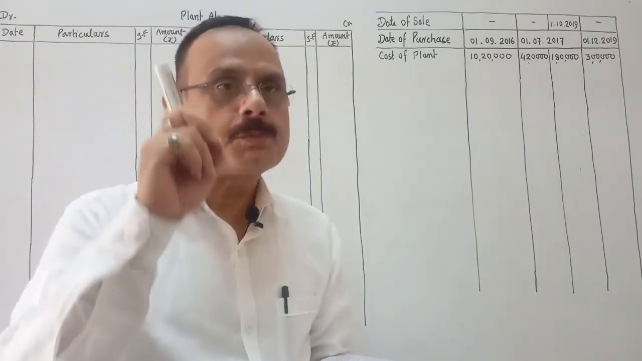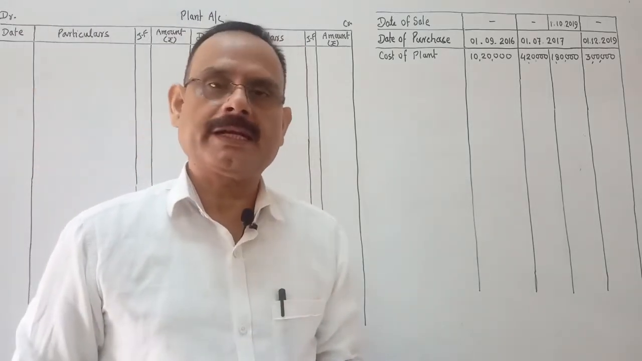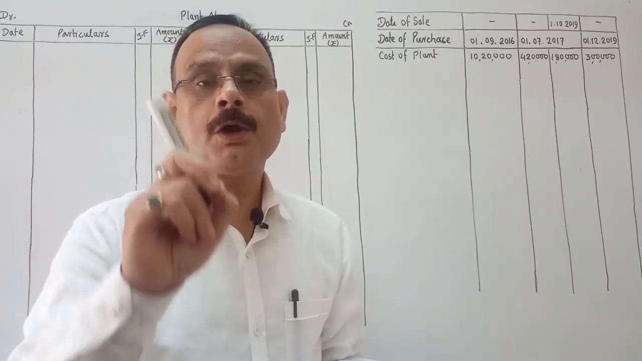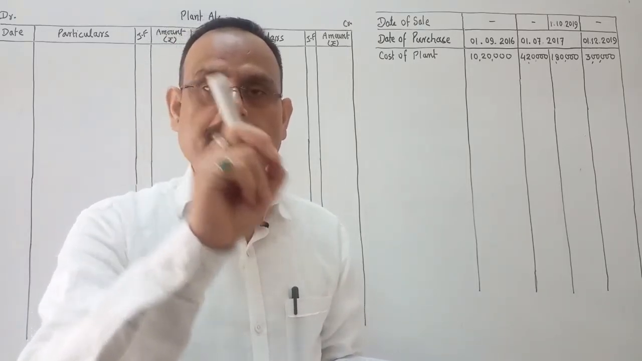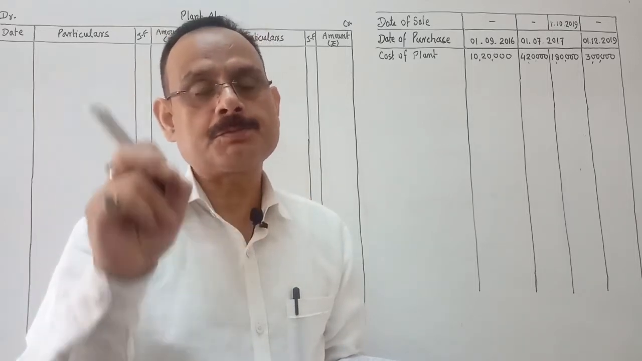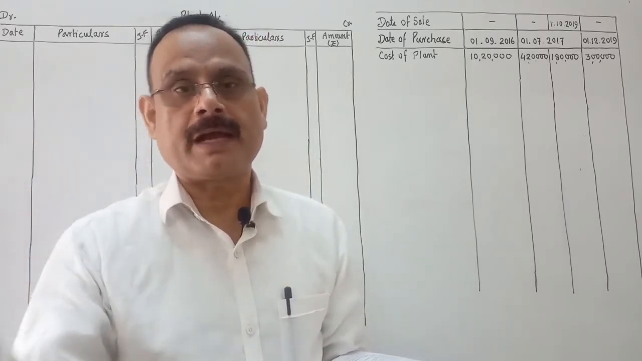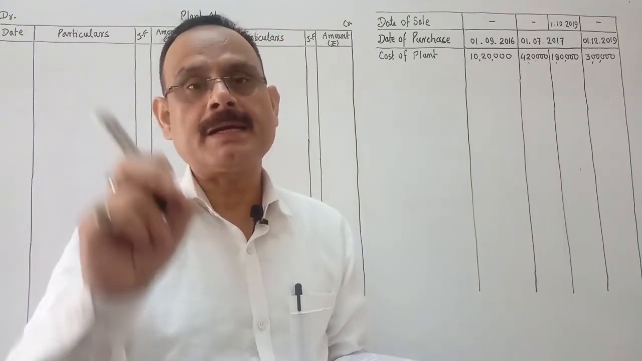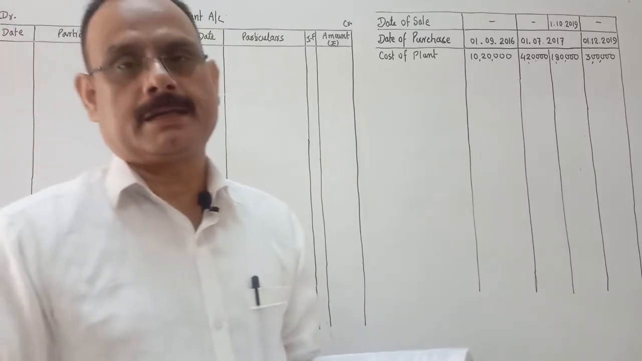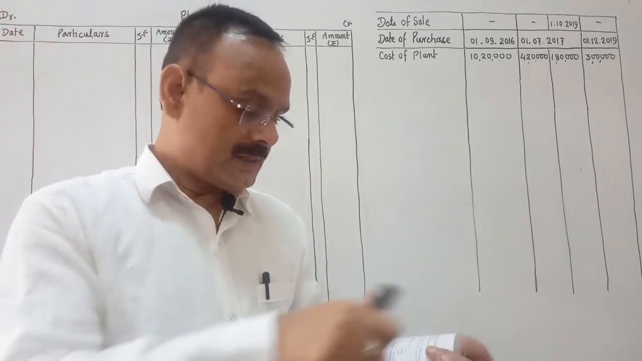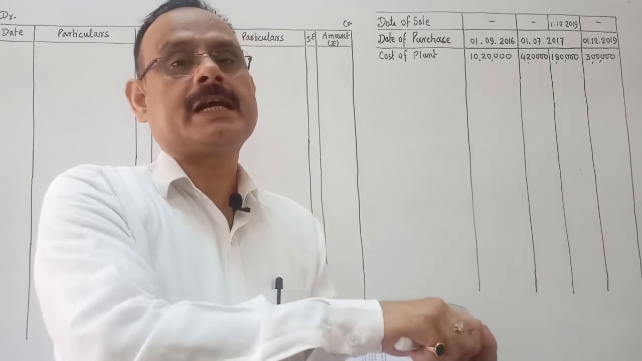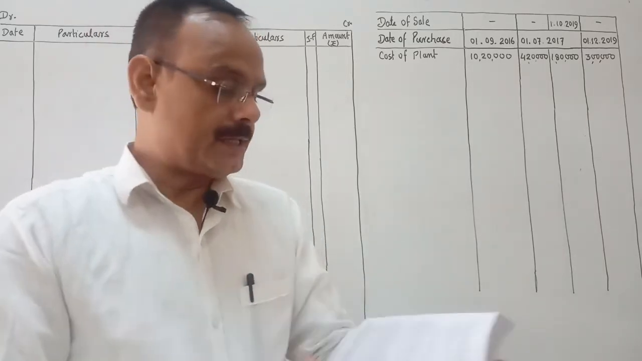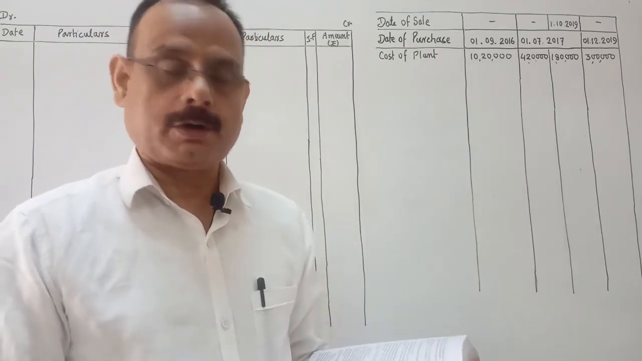When they say prepare the plant disposal account, it means profit or loss on sale of plant is not going to reflect in the plant account, but this profit or loss is going to reflect in the plant disposal account. A separate ledger will be prepared for that. Okay, so once again I am going to read the question and do the working accordingly.